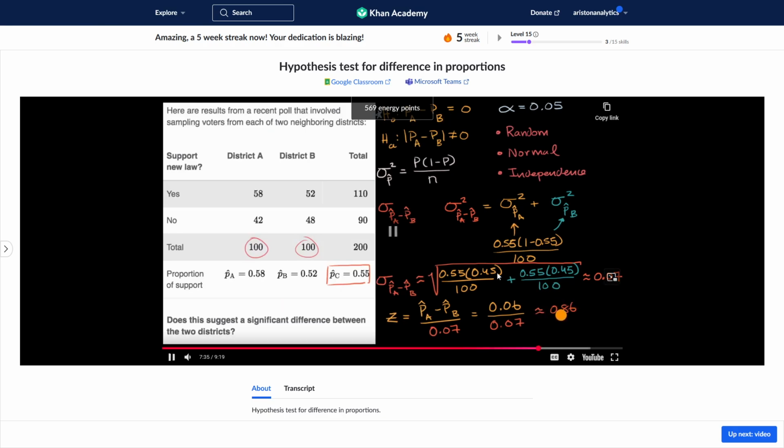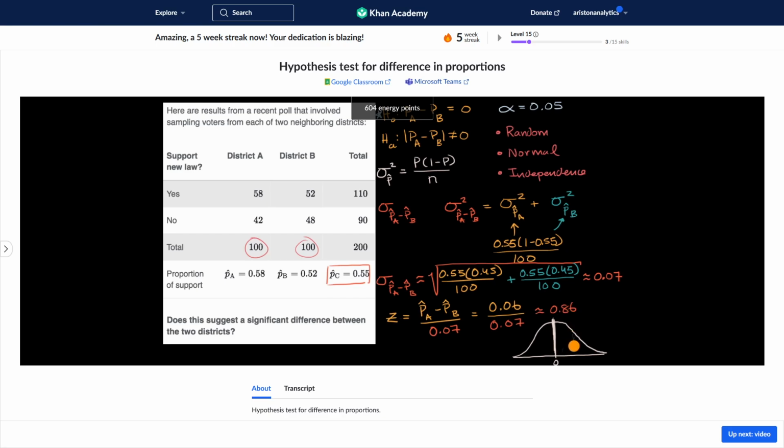Now what's the probability of getting something this extreme or more extreme? Let me just make sure we can visualize it properly. So if this is our sampling distribution of the difference between our sample proportions, and we're assuming the null hypothesis, so the mean of our sampling distribution is going to be zero right there. We just got a result that is less than a standard deviation above the mean.